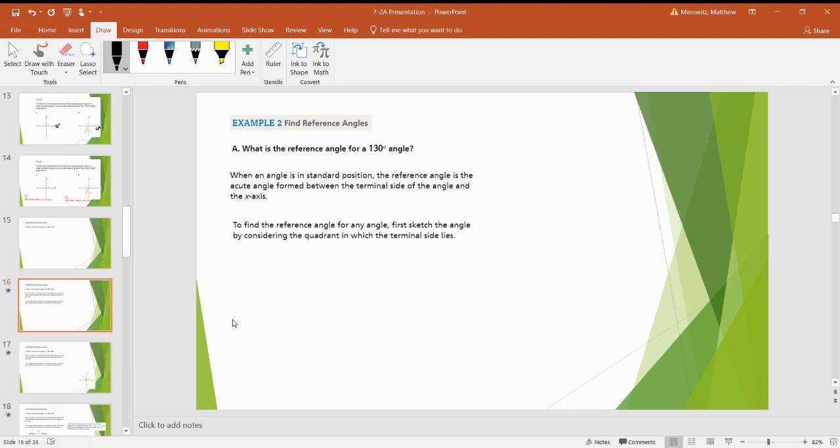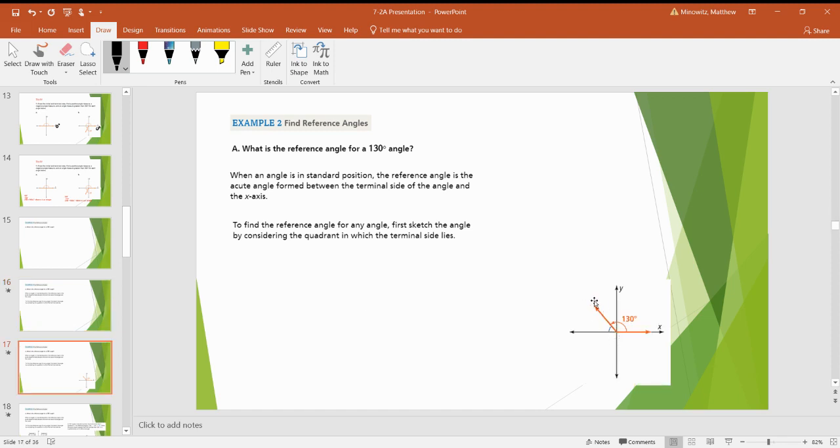Now, what a reference angle is, okay, it's the acute angle. It's how far the angle is from a horizontal, from the x-axis. So we're always going to sketch the picture. We've got to figure out where the angle is, and then we're going to figure out how far it is from the x-axis. We're going to draw a small triangle.